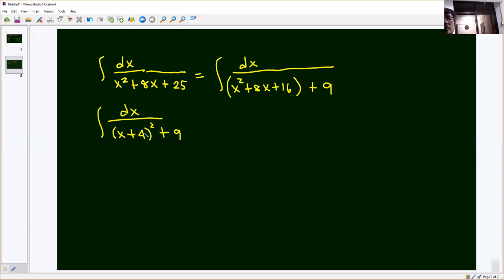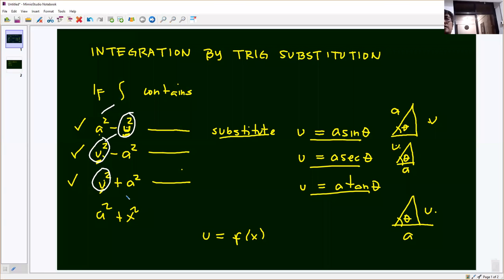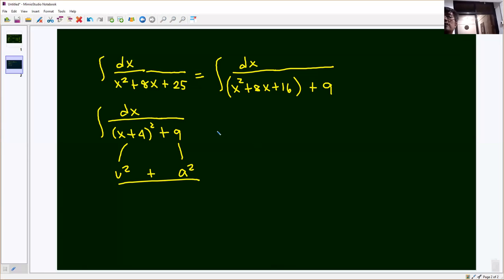Now, notice na ito yung u squared. And ito yung a squared. So plus yan. So u squared plus a squared. That is case number 3. So ang gagamitin natin, a tan. Pero bago yun, if you remember, meron na tayo ng form na to na derive ko in another way, right? In another way, if you recall, du over u squared plus a squared is simply 1 over a arctan u over a plus c.